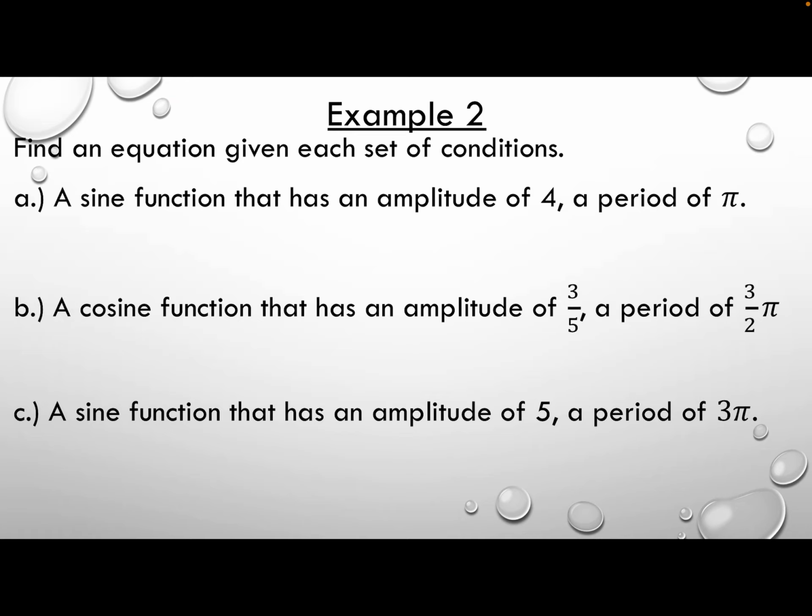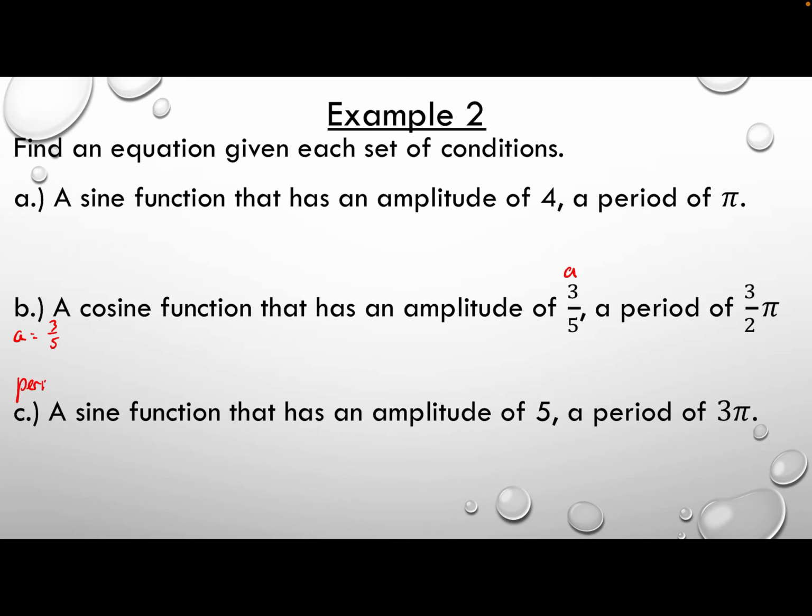So for B, a cosine function that has an amplitude of 3/5 and a period of 3 over 2 pi. Okay, so remember the amplitude, that's our A value, and then our period, we use that to determine what the B value is. So the A value is 3/5, so now let's use the period to determine what the B value is, using that little formula.